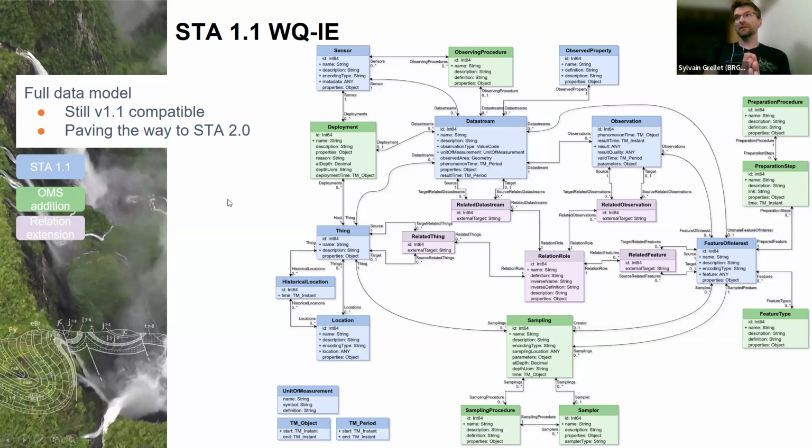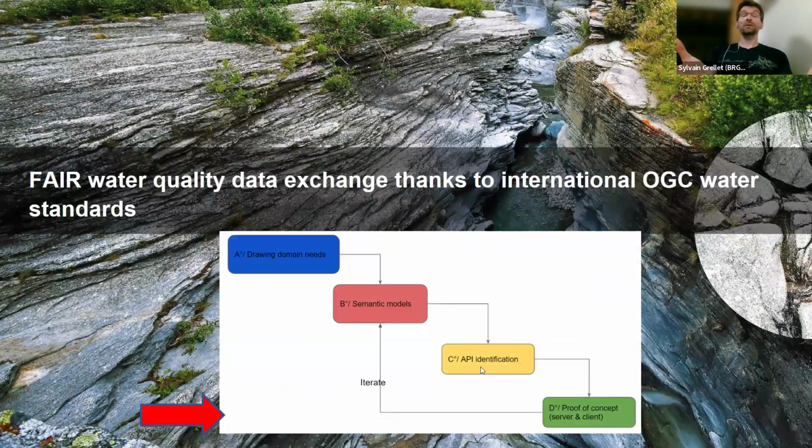There is a good point around that: even without the water quality IE, we had to do that because SensorThings 1.1 was based on the previous version of Observations and Measurements. Even though the semantic baseline was revised, OMS was revised in 2023, so we had to revise SensorThings anyway. So that water quality IE, along with another IE on geotechnics, paved the way to the new SensorThings 2.0 that is incubating. So we decided to build on an enriched SensorThings for water quality that is more or less paving the way to SensorThings 2.0. Now down to the proof of concept.